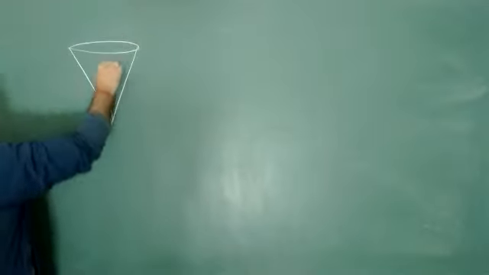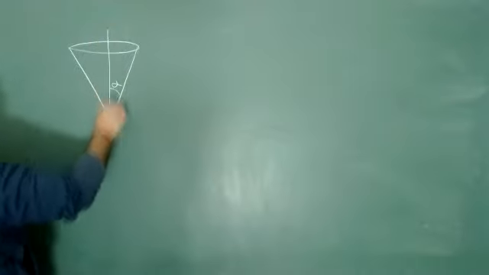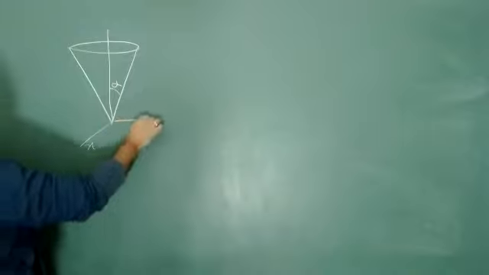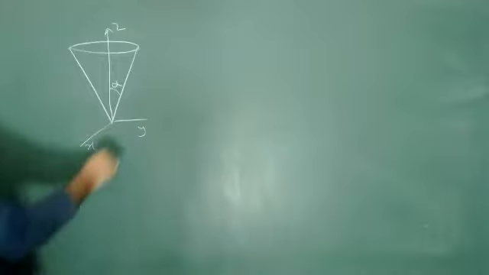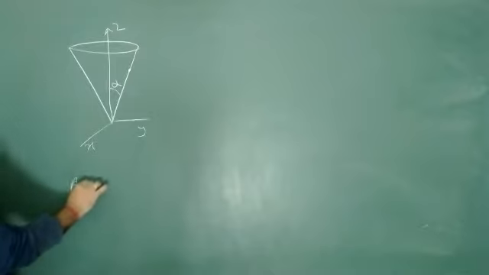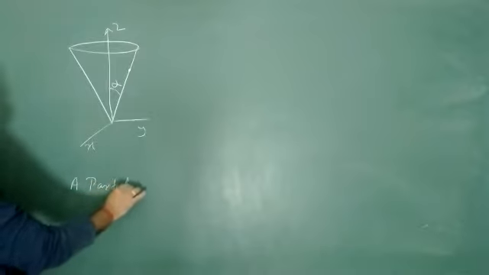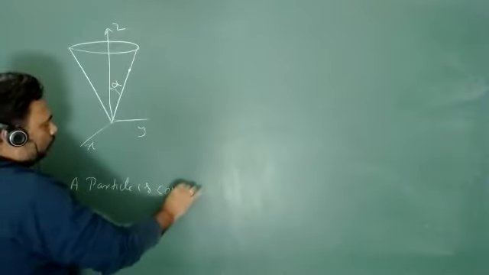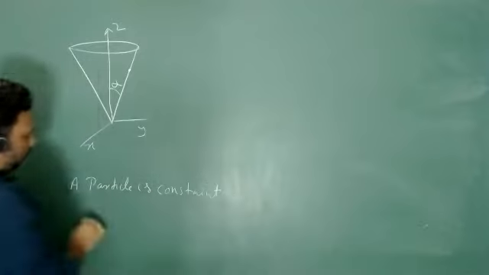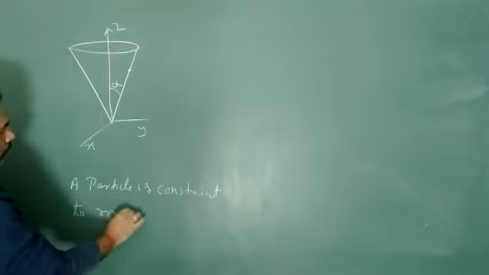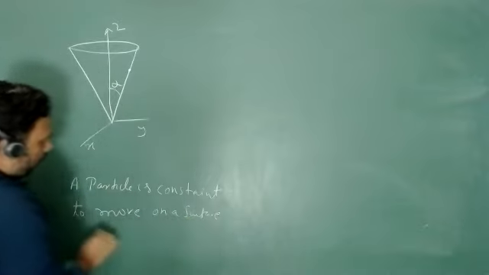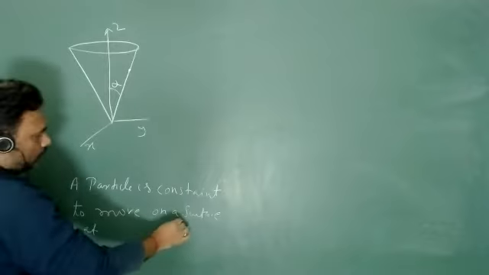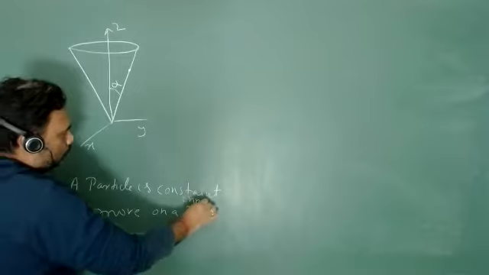And this cone is making half angle alpha. X, Y, and let's say this is my Z. So now my problem is that a particle is constrained to move on a surface of cone, on an inner surface of cone. Okay, inner surface of cone.